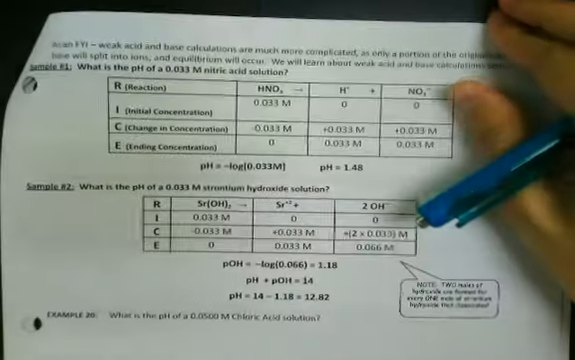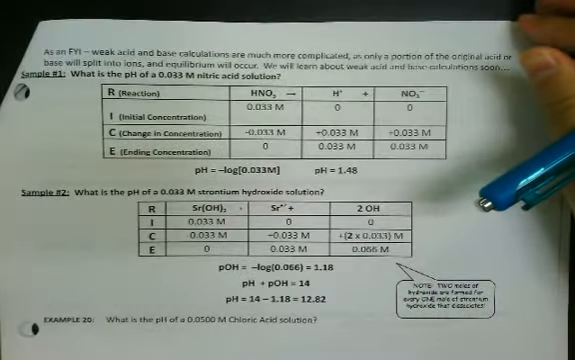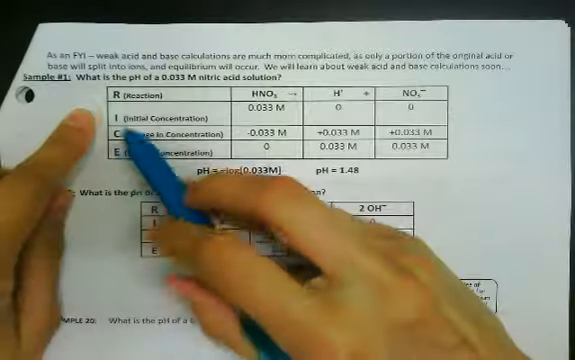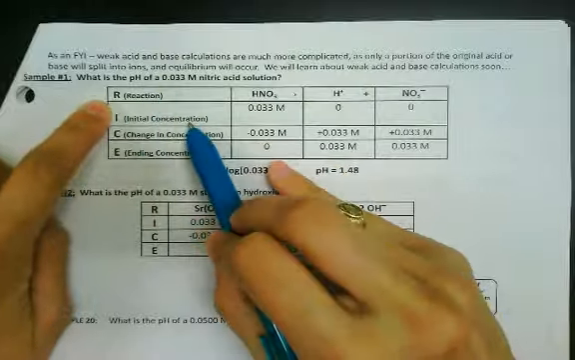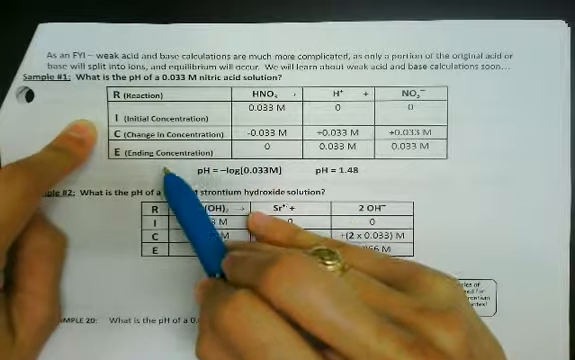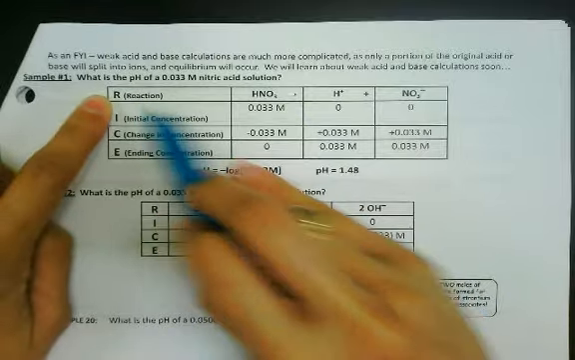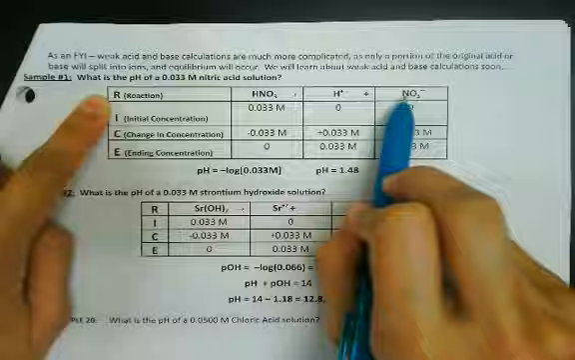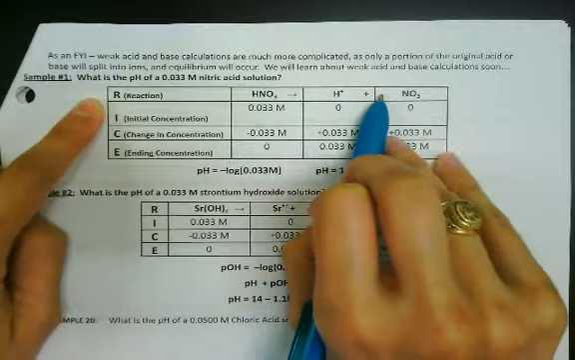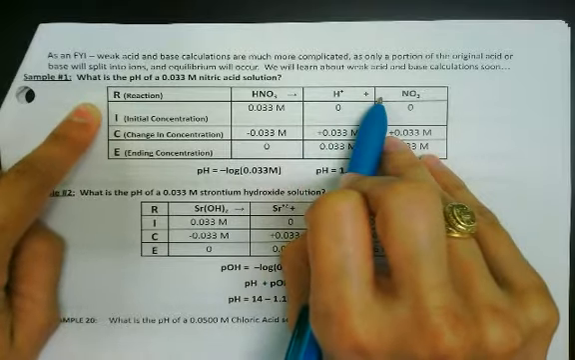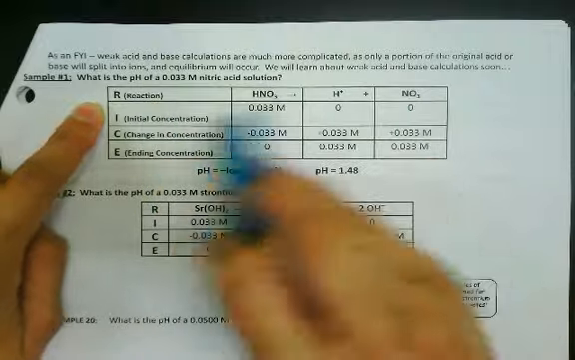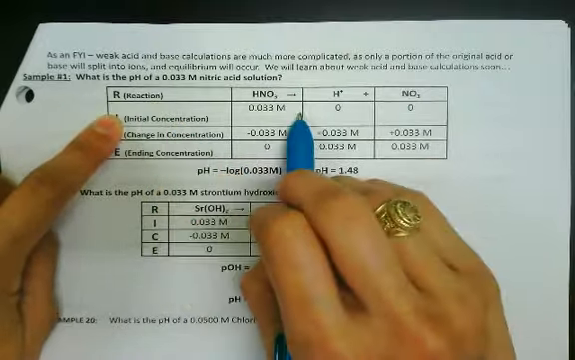So, what we are going to use for these is something called a RICE table, okay? RICE is short for reaction, initial concentration, change in concentration, and ending concentration. So you write out the reaction, which is going to be your dissolving equation. This is why we need to still know how to write dissociation equations, because that's going to be the R. The initial concentration is what we start off with.